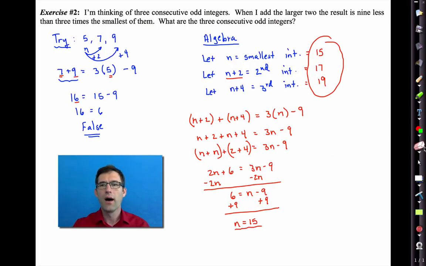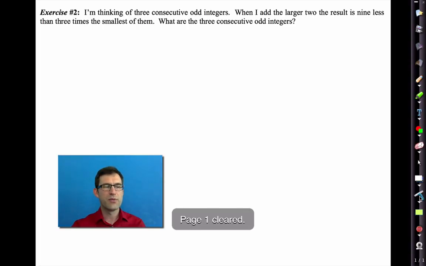So I'm going to clear this out. I want you to think long and hard about consecutive odd integers through this problem. Pause the video now if you need to. All right, here we go. Let's move on to the next problem.